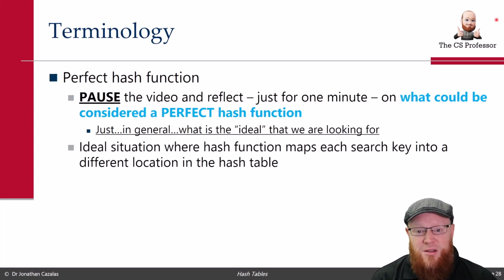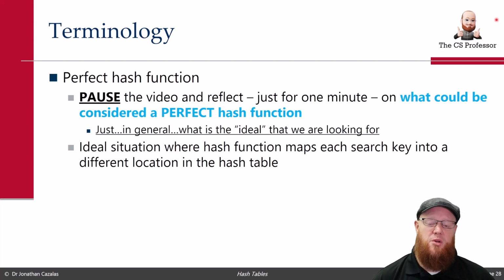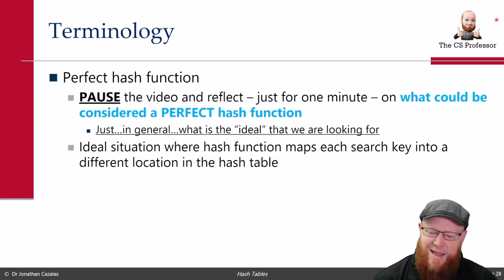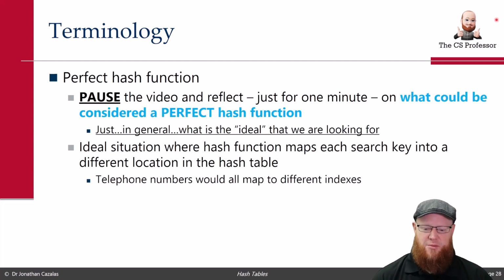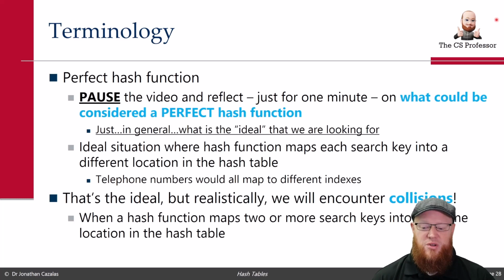The ideal situation in the perfect hash function is one that will perfectly, uniformly distribute all of our search keys to unique indices within the hash table. So if all of the telephone numbers somehow mapped into different indices, that is the ideal, that is the perfect hash function, and that does not exist. So realistically, we will encounter collisions.